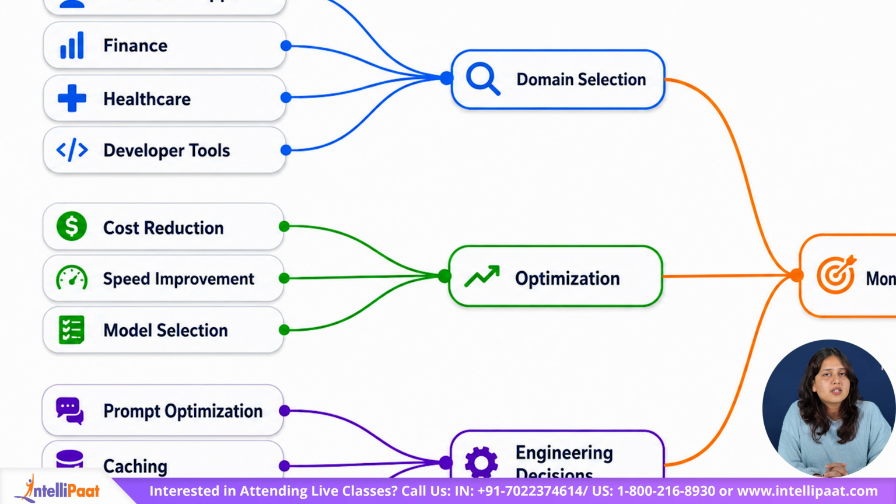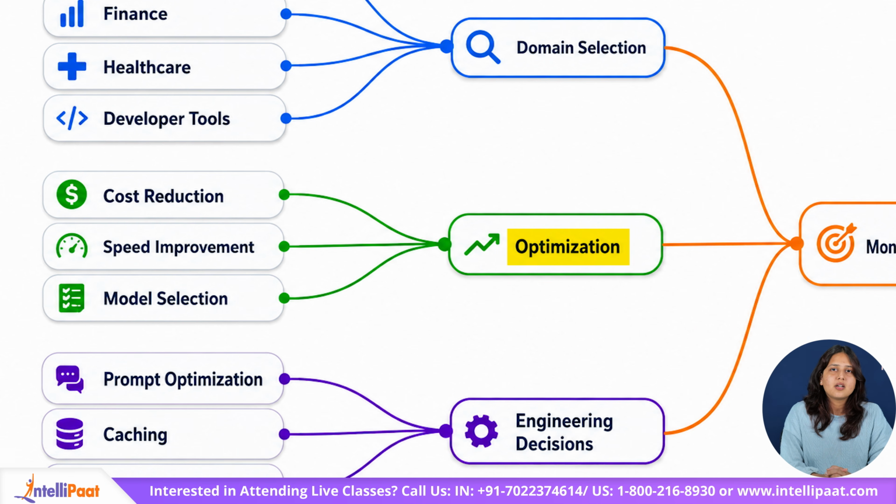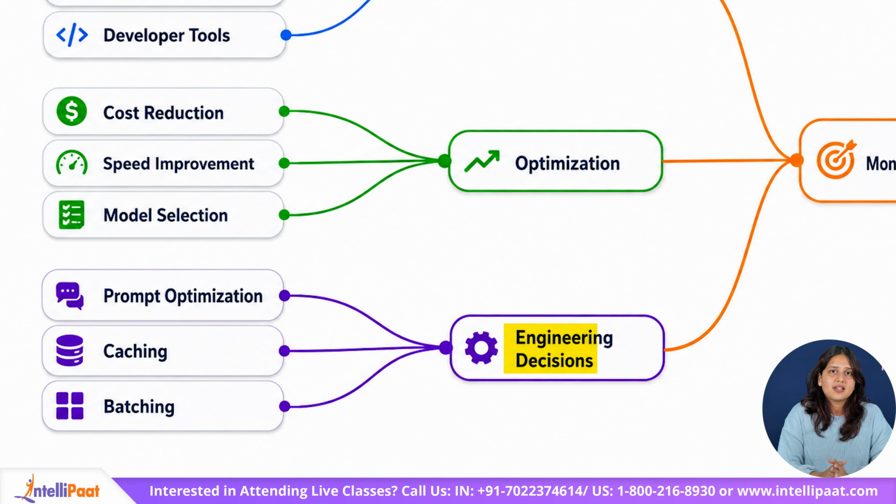You also start focusing heavily on optimization. Now, it's not just about whether your agent works, it's about how efficiently it works. You learn how to reduce cost, improve response speed, and choose the right model depending on the task. This is where important engineering decisions come in, like prompt optimization, where you refine instructions to get better outputs with fewer tokens, caching, where you reuse previous results instead of recomputing everything, and batching, where you process multiple requests together to improve efficiency.